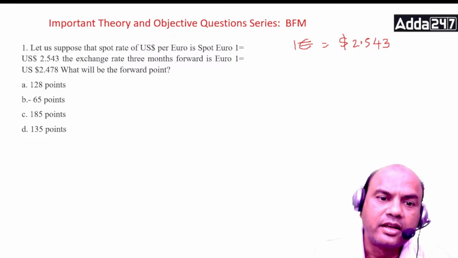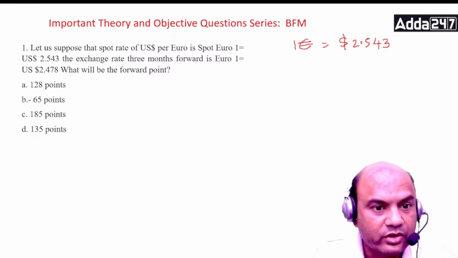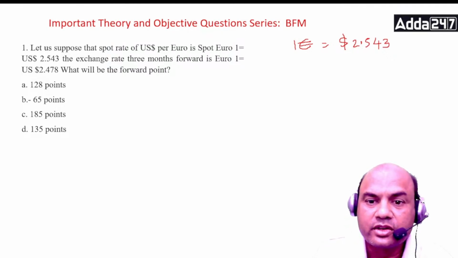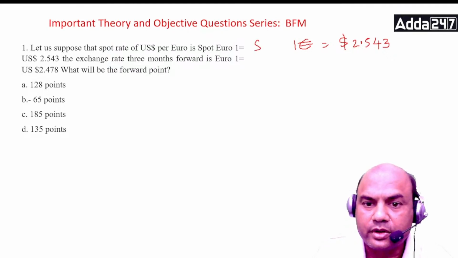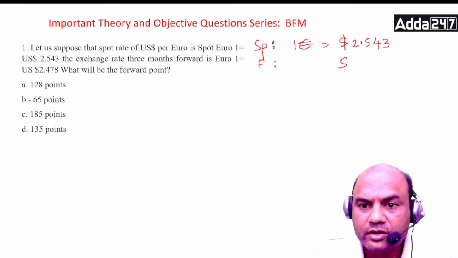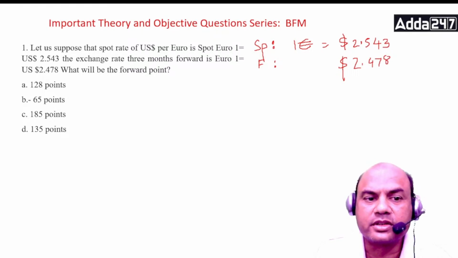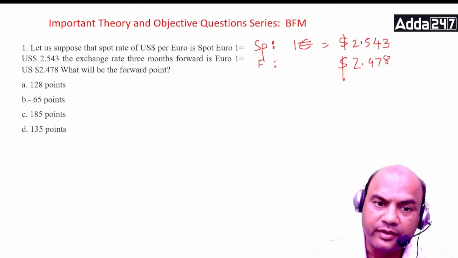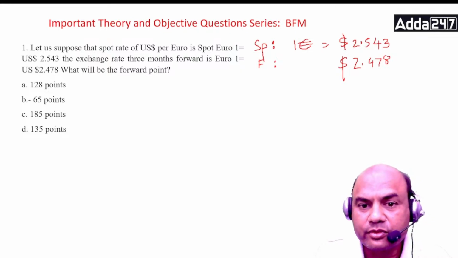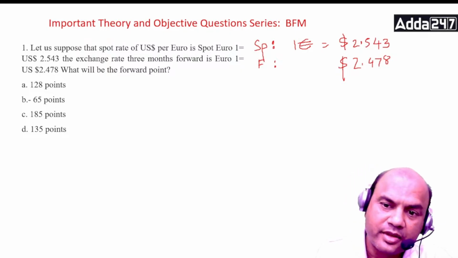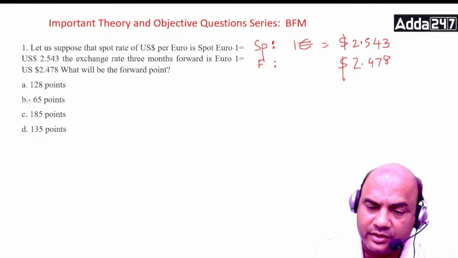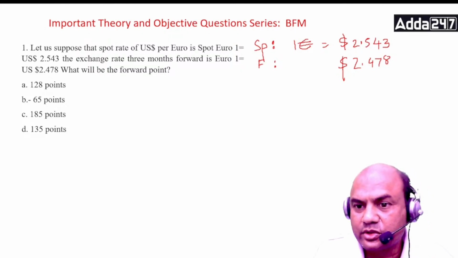This is given. The exchange rate 3 months forward is 1 euro equals 2.478. So this is for the spot, and this is for the forward. What is the forward rate given? 1 euro equals 2.478 dollars. So this is the forward rate, 3 months forward, and spot is 1 euro equals 2.543. So which is higher? The spot is higher, right? So it means the currency is at discount.